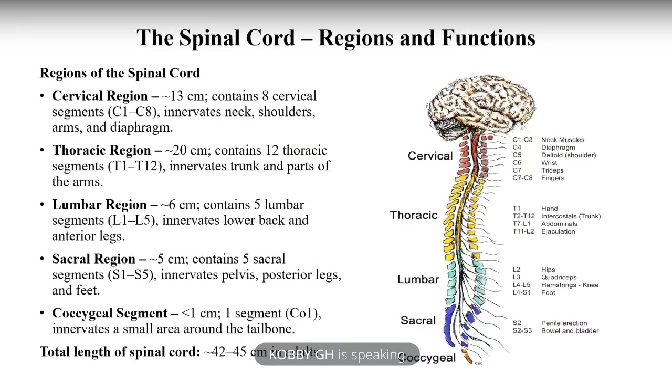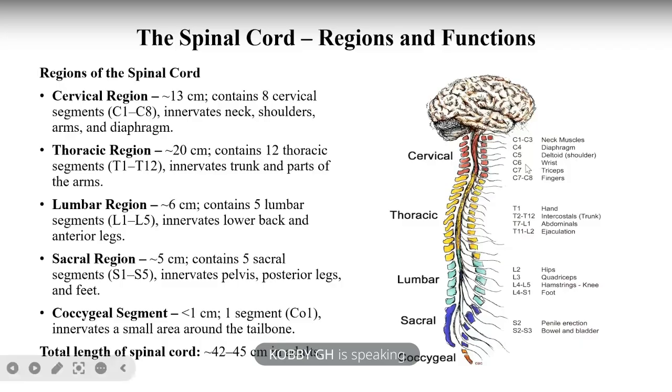Now, each of these regions and the part of the body they control. Please listen carefully. The nerves from all parts of your body are connected to the spinal cord, so each region has a part of the body it controls. For example, in the cervical region, C1 to C3 control your neck muscles. C4 controls your diaphragm. C5 controls your deltoid or shoulder. C6 controls your wrist. C7 controls your triceps. C7 to C8 control your fingers.